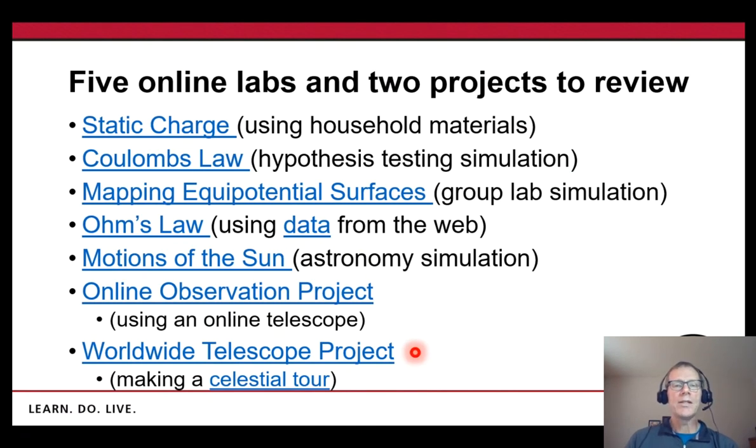And then a recent addition to my, I guess, high-tech teaching, if you want to call it that, is having students make a celestial tour using Worldwide Telescope, an online astronomy application, an online sky application.